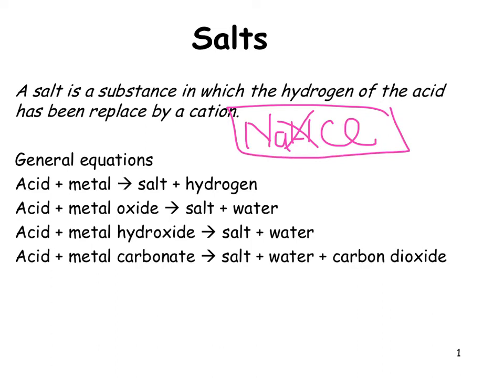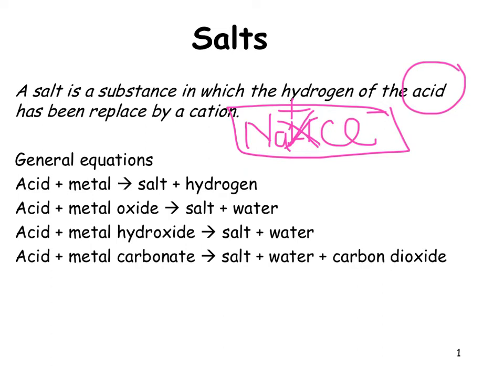I've always taught it to you as being the positive and the negative ion together makes your salts. An ionically bonded substance is a salt, but we can look at it as thinking about the acid losing its hydrogen and being replaced by a cation. And this is true of any salt.